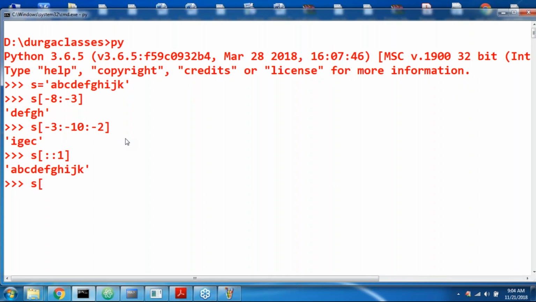Sir, S of colon minus 1: the total string in reverse direction you are going to get. Can you please tell how you can find the reverse of a given string by using the slice operator? Maybe there is a chance to ask in the exam, maybe in the interview rooms. That's why colon minus 1 reverses: the same string in reverse direction you are going to get.